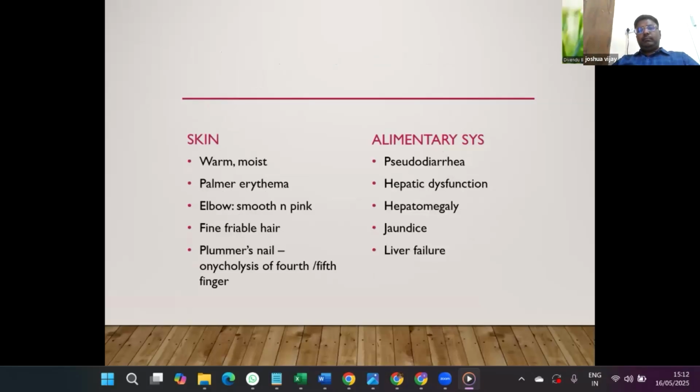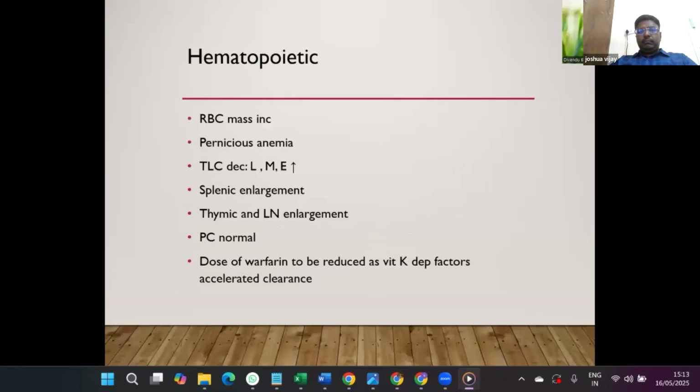Skin will be warm and moist, palmar erythema can be there, the elbow is smooth and pink, and hair will be fine and friable. Plummer's nail, with onycholysis, will be there, especially of the fourth and fifth fingers. In the alimentary system, there can be pseudodiarrhea, hepatic dysfunction, hepatomegaly, jaundice, and liver failure.